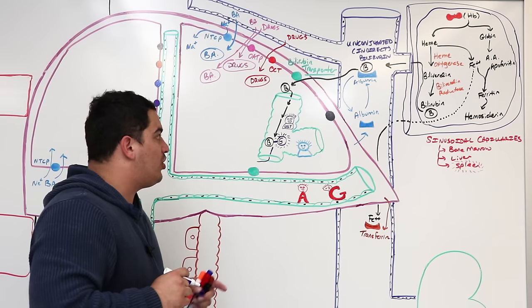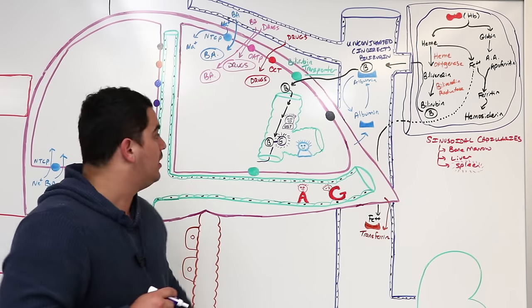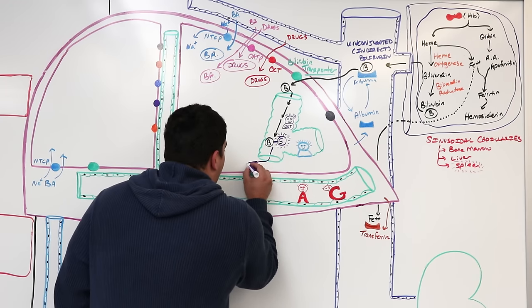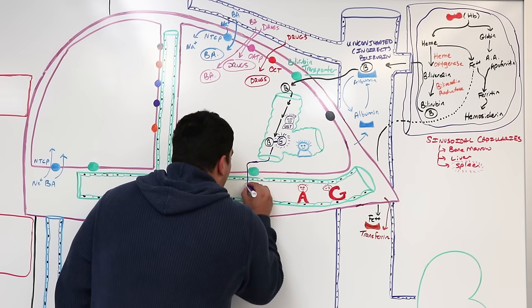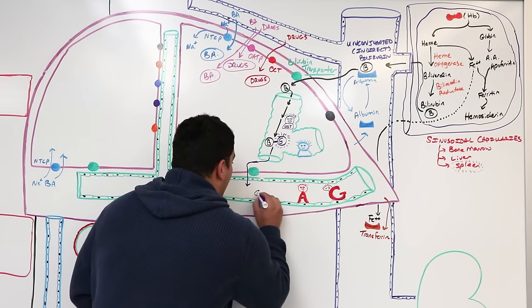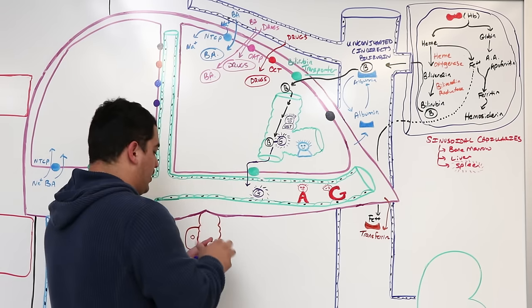We sent it into the smooth endoplasmic reticulum to get acted on by the UDP glucuronosyl transferase, become conjugated, and then now that it's in the liver cell, it's going to excrete that conjugated bilirubin out here into the biliary system. So again, here's our conjugated bilirubin.